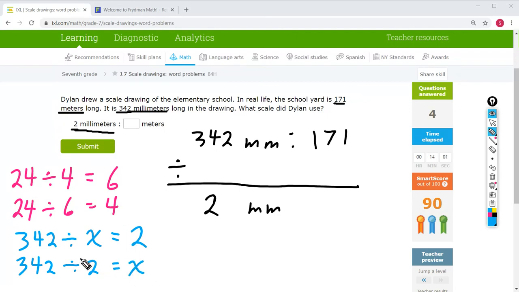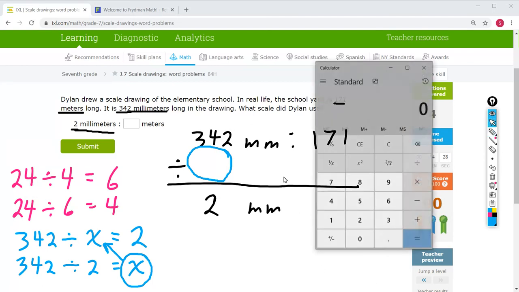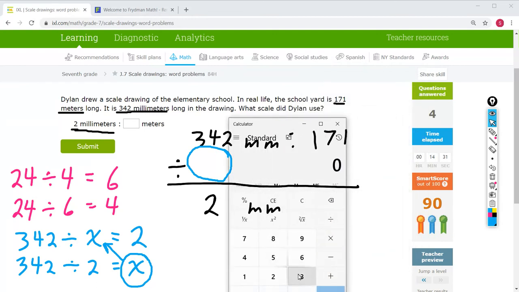In other words, if I take 342 and divide it by 2, then that will give me the number that, when divided into 342, gives me 2. So really, in order to figure out what goes here, we could just take 342 and divide it by 2. Let's do that. 342 divided by 2 equals 171.